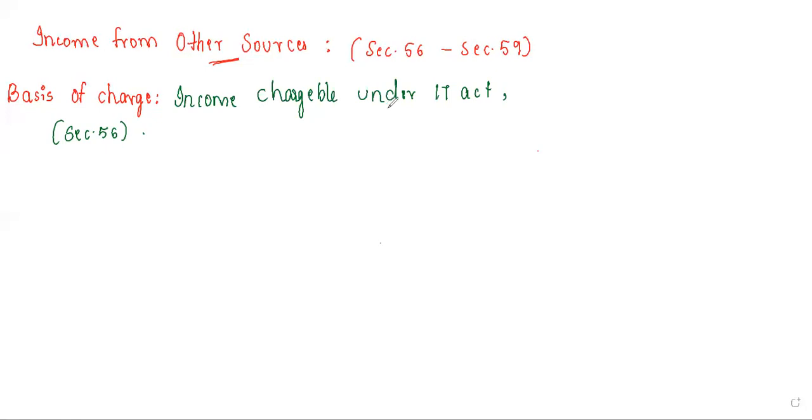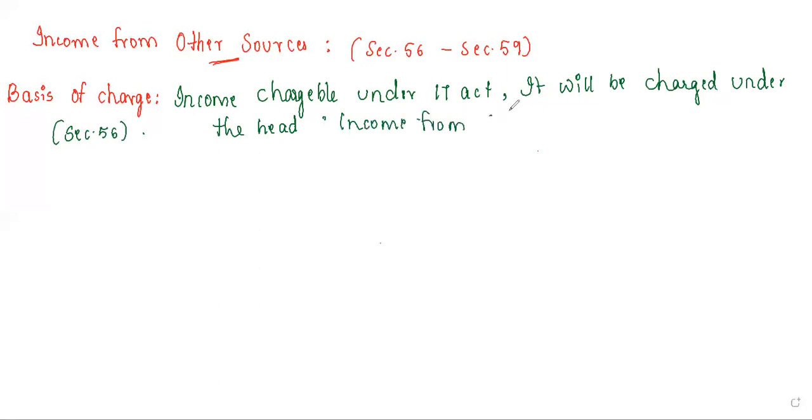And here income from other sources, we will be charging under the head income from other sources. So this is the head. Under this head, we will be charging this income from other sources. So income from other sources, the heading related amount. This is what your basis of charge.